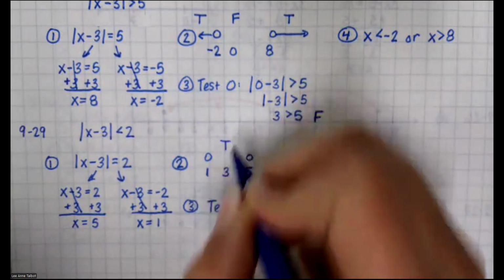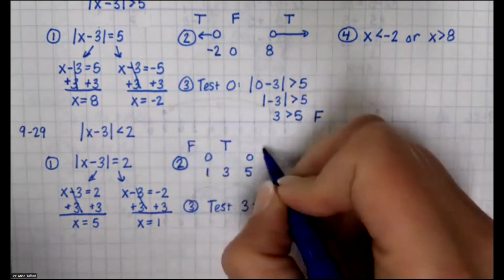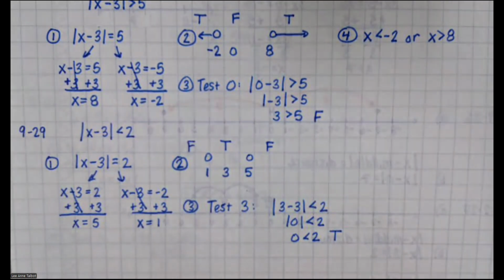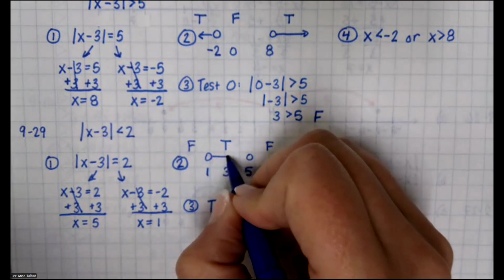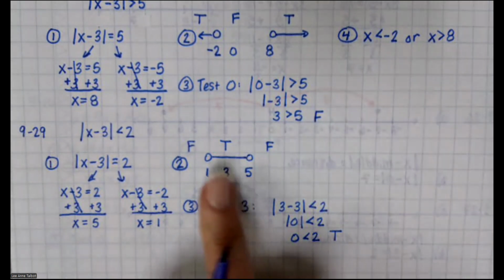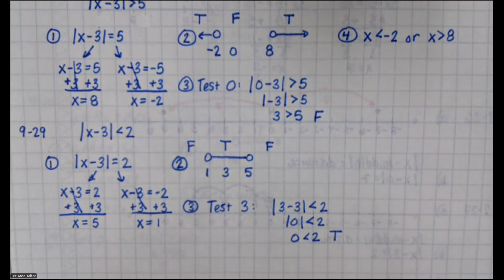So that means I'm true at 3 and I'm false outside. Okay, hold on. And instead of making arrows, I connect the two dots.